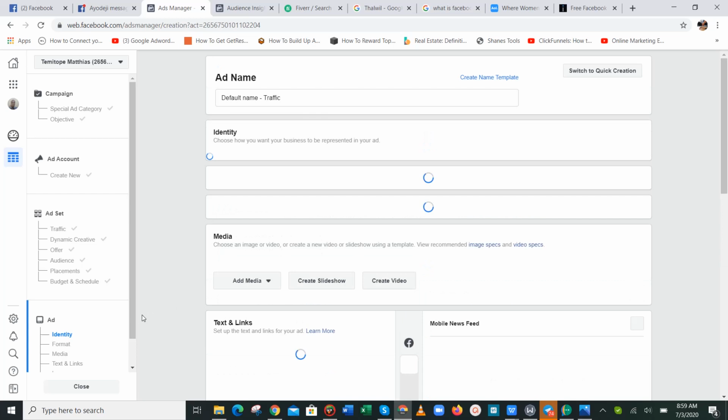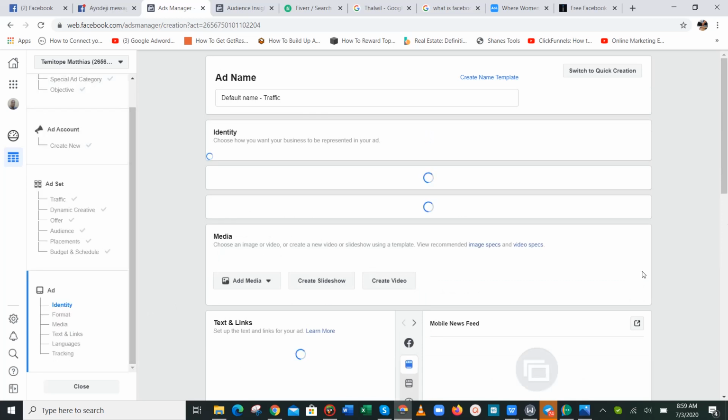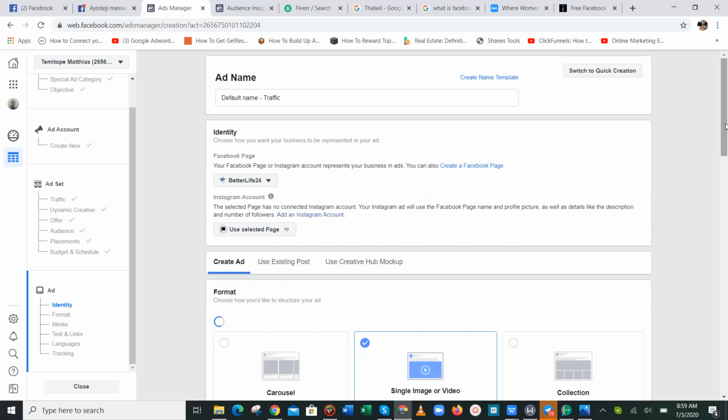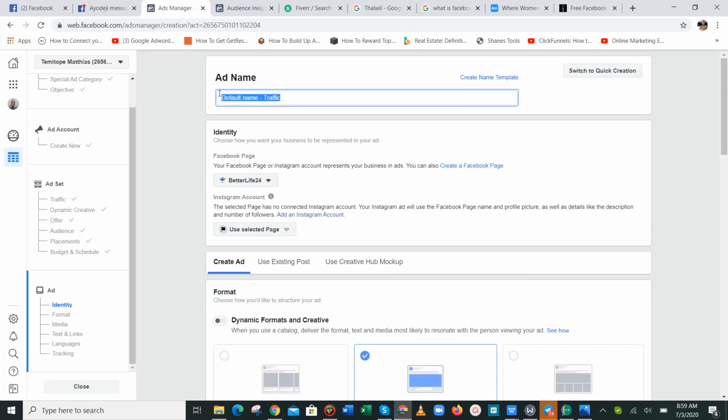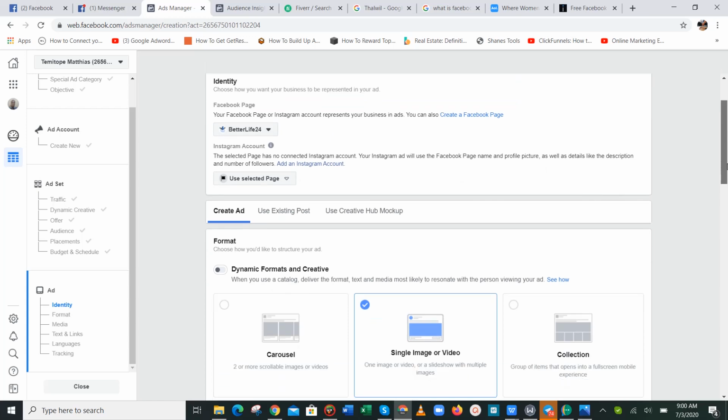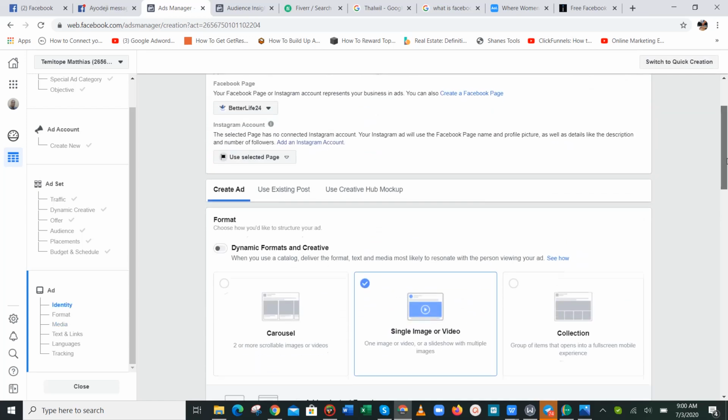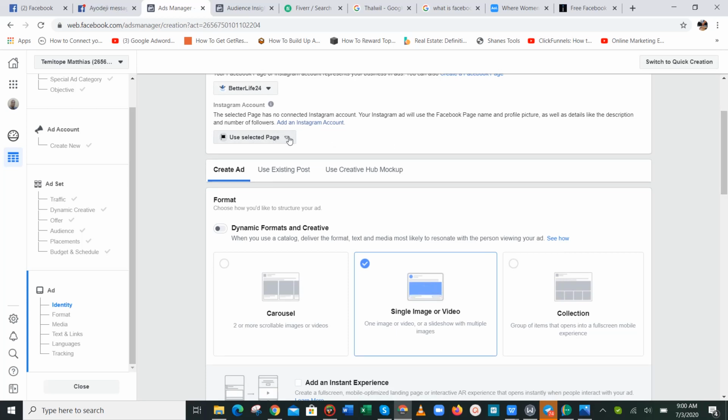So we are in the last section now. You can see everything we've been doing. So default ad name, let's put Better Life art. It has already chosen the page that is related, Better Life 24. It says use selected page. If you are setting up an Instagram ad, it is a must for you to connect your Instagram account. You will log in to the Instagram account on this same browser, and it will connect it together. But because it is a Facebook ad, I don't think it's necessary for us. So now it's not necessary.